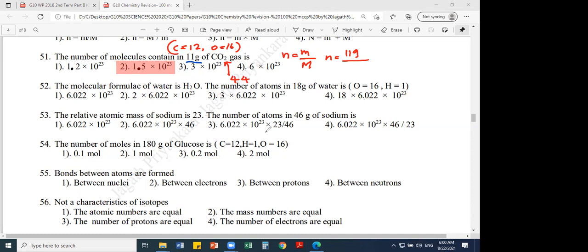So the molar mass will be 44, because oxygen 32, carbon 12, then the total will be 44 grams per mole. That is called molar mass. If it is molar mass, you have to write the unit. For molecular mass or molar mass, you have to write the unit. If it is relative molecular mass, then you need not write units. So this is 44 grams per mole. Always get used to writing the units with the value.